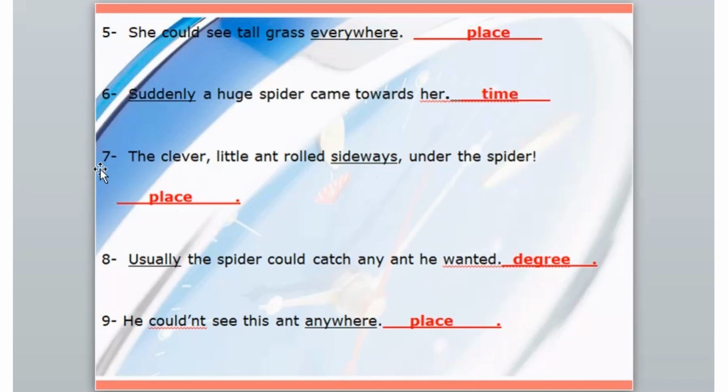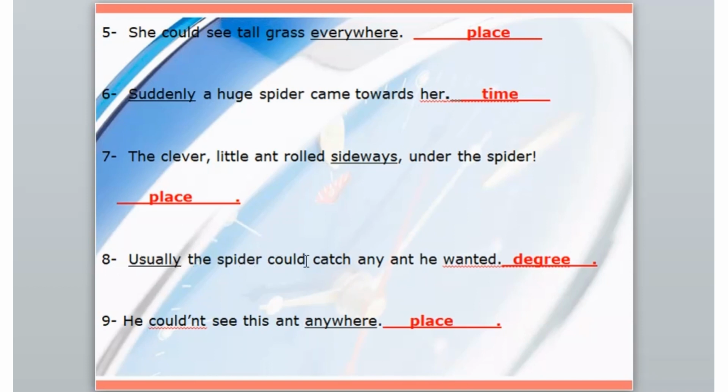Number 7. The clever little ant rolled sideways under the spider. Where did she go, where did she roll? Sideways. Okay, the place is on the sides. From there she escaped. So students, I want you all to underline sideways, and what kind of adverb is it? Yes, good guess. This is the adverb of place. Now let's come to number 8.